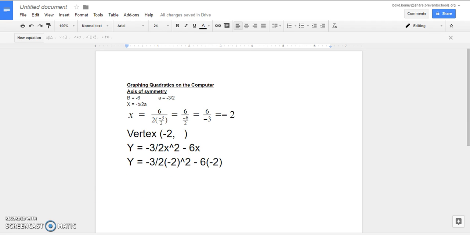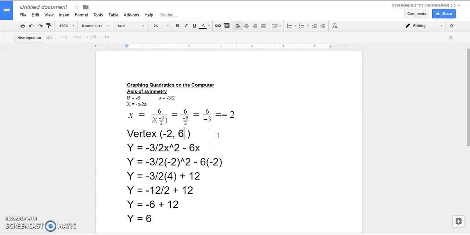Okay, I'm going to pause the video and do that simplification so we don't take up time with you watching me type. Okay guys, so now I've simplified this expression. Negative 2 squared, remember you've got to do your exponents first using the order of operations. So negative 2 squared becomes 4, and then negative 3 over 2 times 4 will be negative 12 over 2. Simply multiply the negative 3 and the 4, put it over the denominator of 2. I also simplified negative 6 times negative 2 and got a positive 12. Now I simplify negative 12 divided by 2 and I get negative 6, add 12, and the result is 6. So now I know my vertex is at negative 2, comma 6.